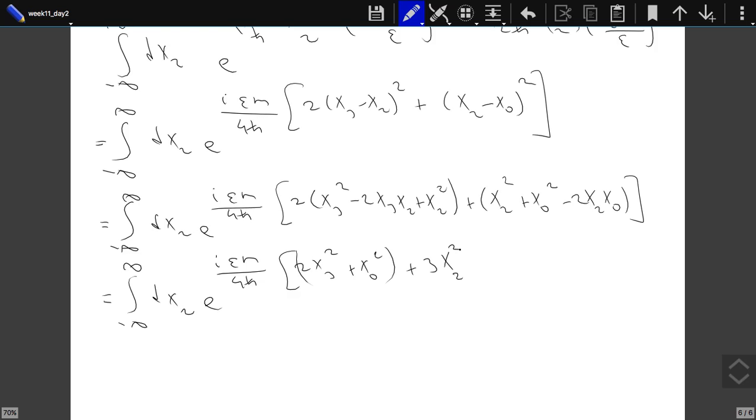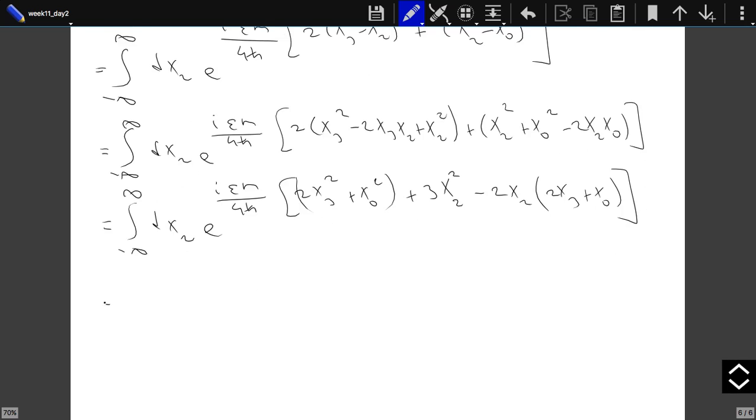And then I have x2 over here, minus twice x2, twice x3, plus x0. This is equal to the integral from minus infinity to infinity dx2. Well, we can directly take away the x2 integral. Or let me just write one more line.